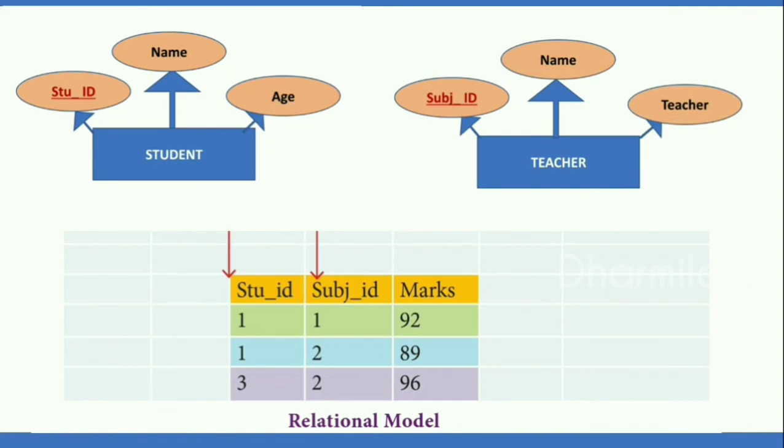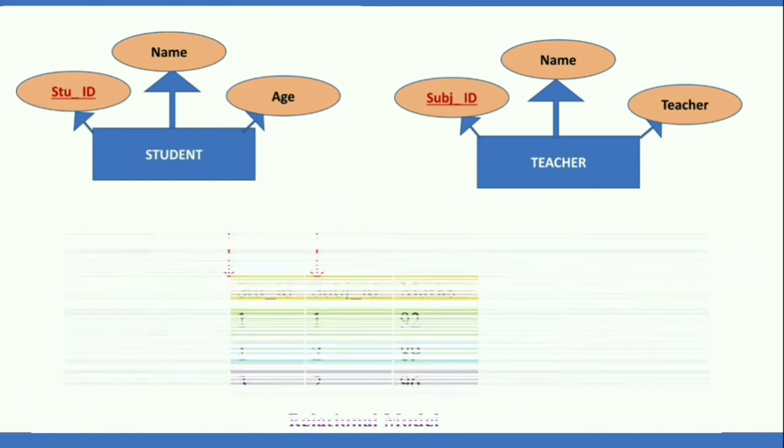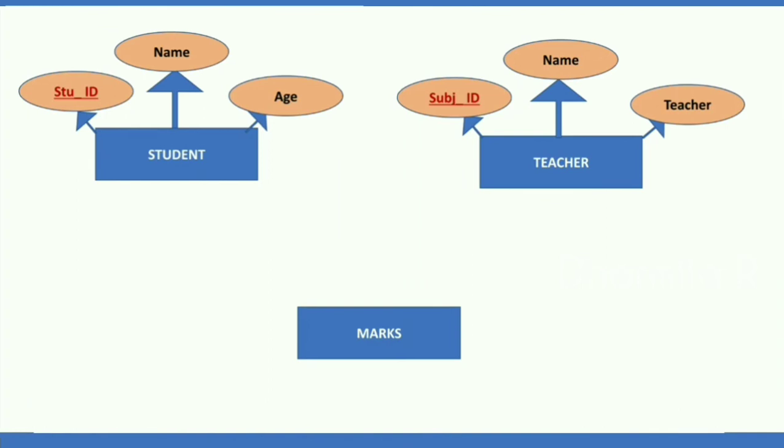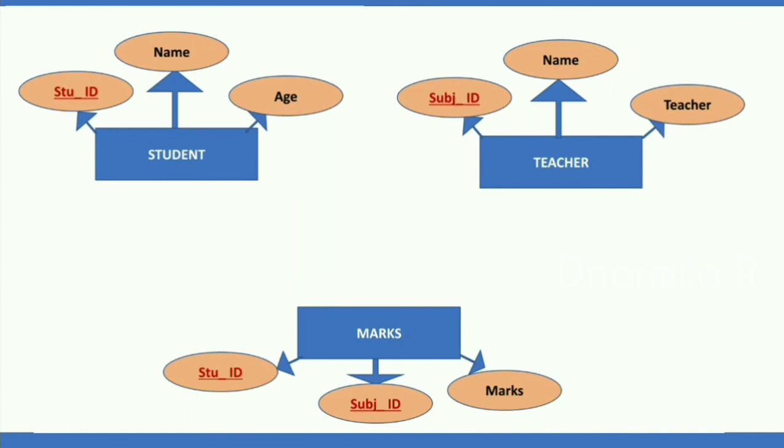And finally, the last table, we do have 2 key attributes, subject ID and student ID. And the third attribute is mark. So let's convert this also. Table name, that is entity name, is marks. So marks entity, the first attribute is student ID. Second attribute is subject ID. Both are key attributes. So just underline it. And the third attribute is marks.